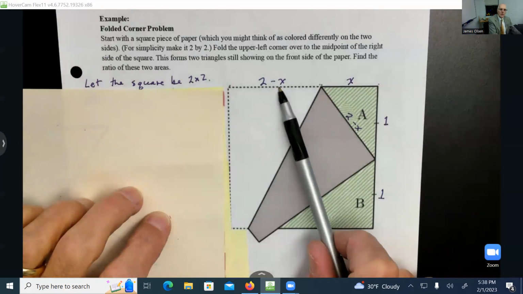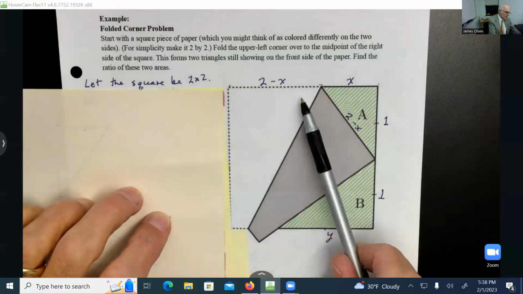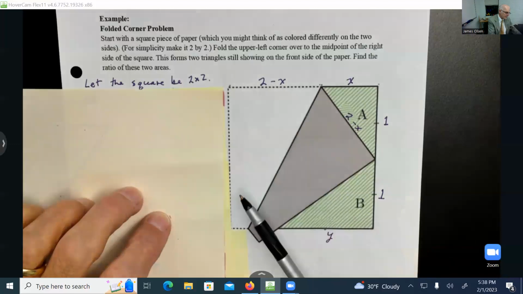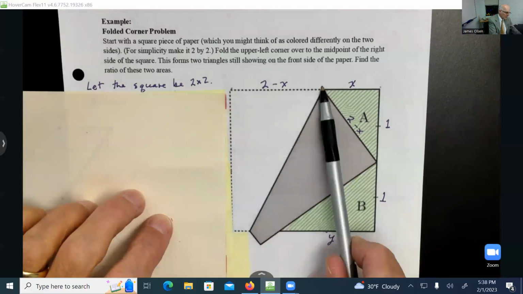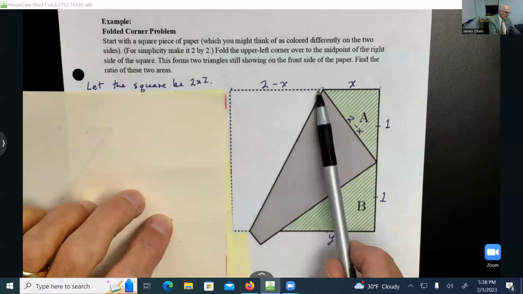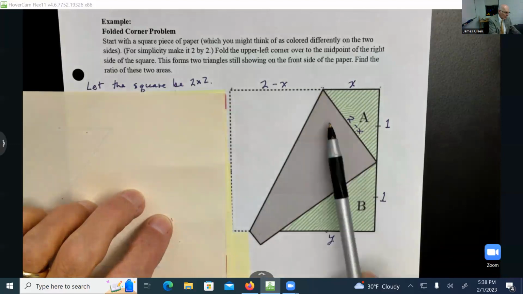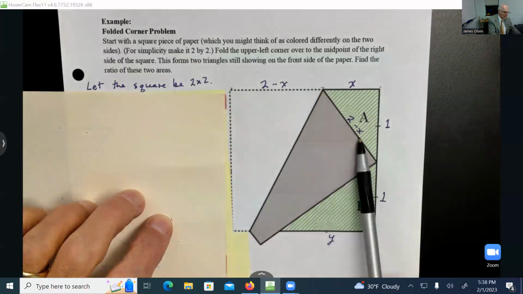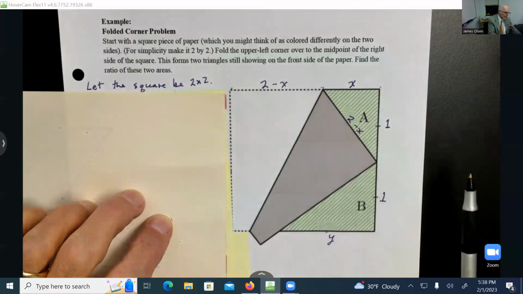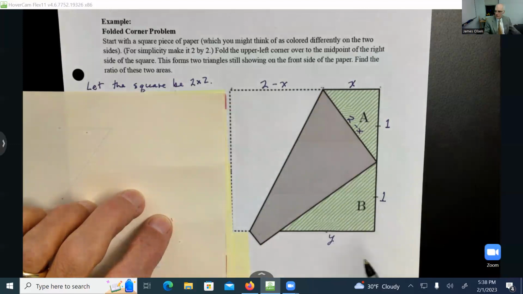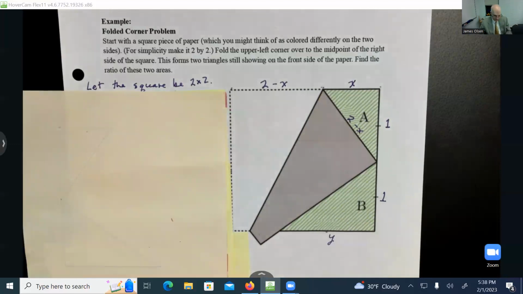At any point, please pause the video so that you can write down my steps. This segment right here is what we had before the fold, and this is the same segment after the fold. So this is also 2 minus x. I am setting up a second variable here, y, at least for the time being. So let's see what we want to do next.